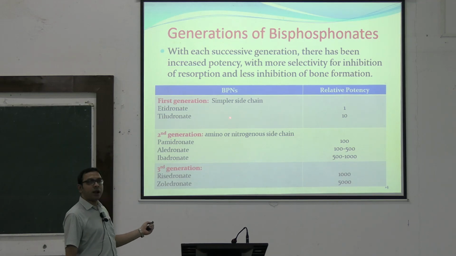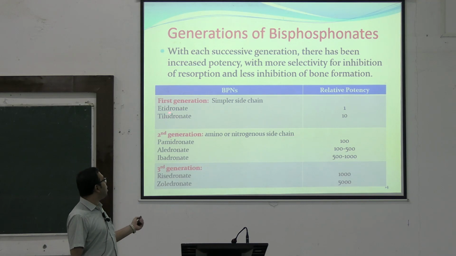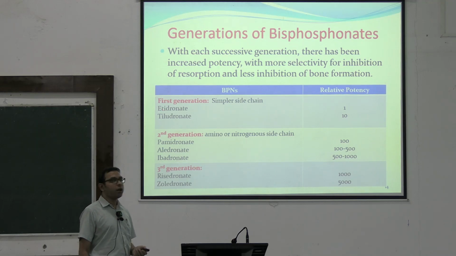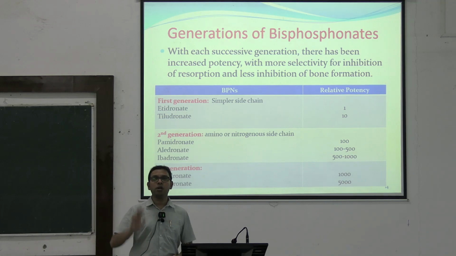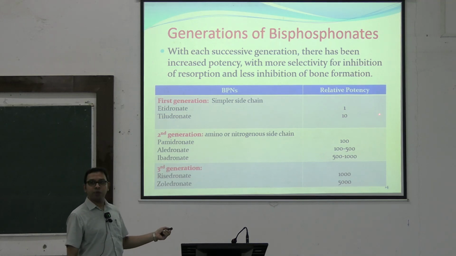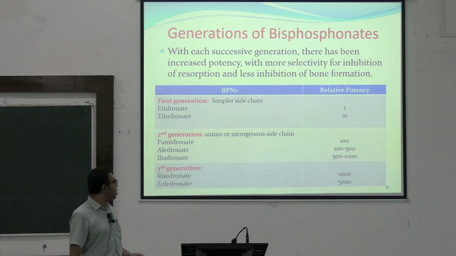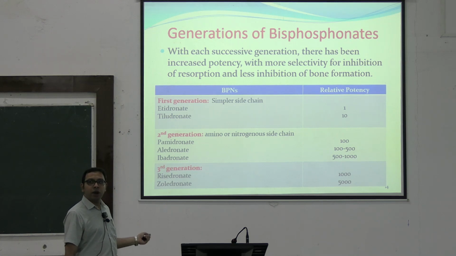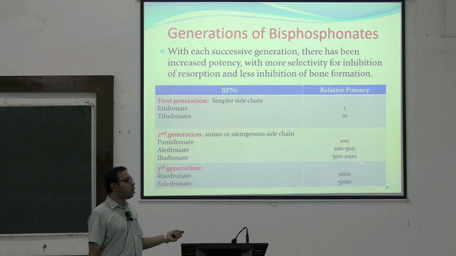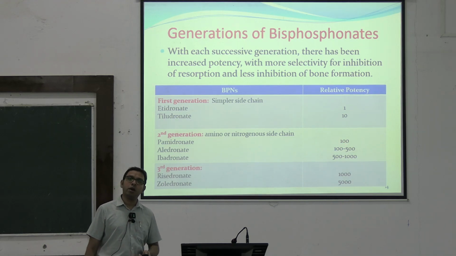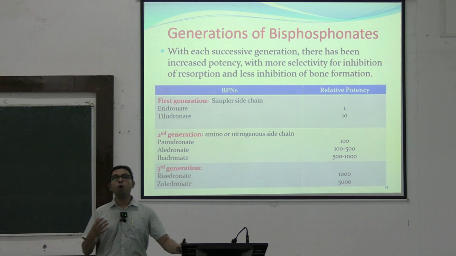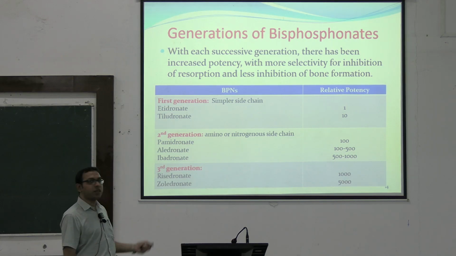So you can see the first generation, which have simpler side chains, like etidronate and tiludronate. Etidronate and tiludronate relative potency: if we say etidronate, the first one, has a relative potency of 1, tiludronate is 10 times that. The second generation will have some amino or nitrogenous side chains, like pamidronate, alendronate and ibandronate. For pamidronate, alendronate, ibandronate, you can see the relative potency increased to 100 to 1000 times that of etidronate. So these are more potent bisphosphonates than the first generation ones.